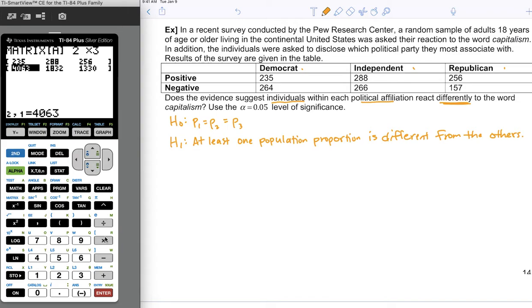Now, a negative association to the word capitalism: 264, 266, 157.